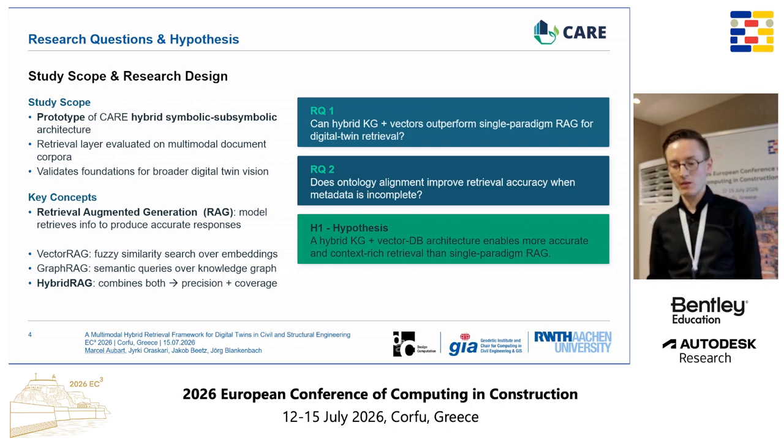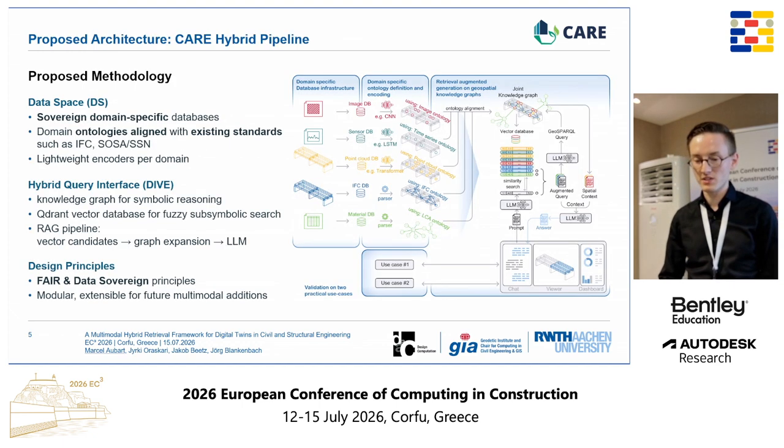We came up with three research questions. The first one is whether a hybrid knowledge graph plus vector system can outperform the single paradigm approach. The second is, does ontology alignment improve the retrieval accuracy? But this is more for the whole project. And lastly, our hypothesis is that a hybrid knowledge graph plus vector database architecture enables better retrieval accuracy.